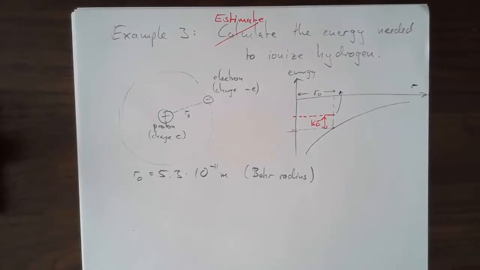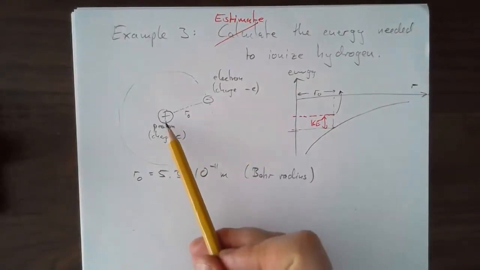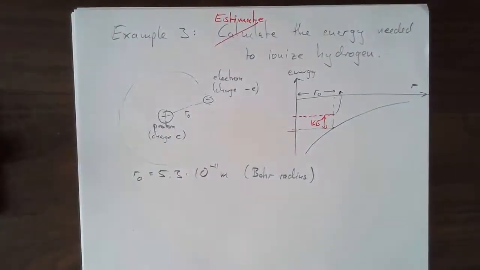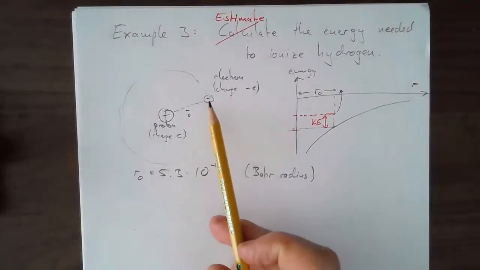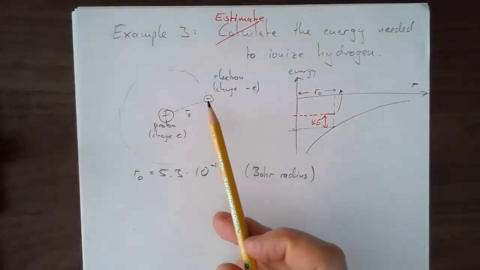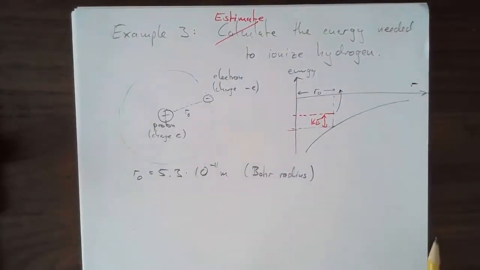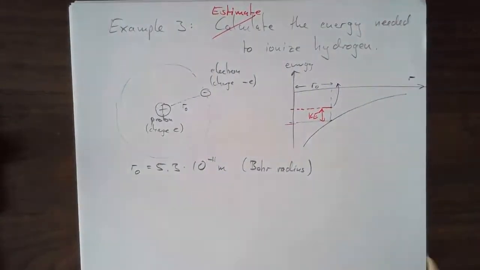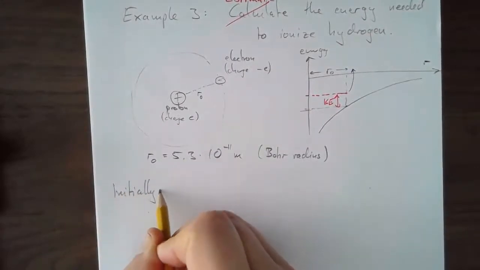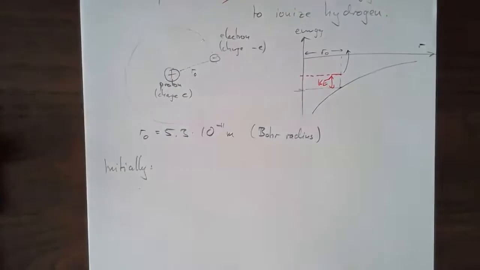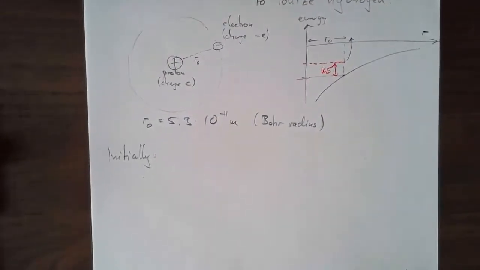So initially, we have a certain amount of potential energy that we can calculate. We also have some initial kinetic energy. So how are we going to deal with that? We have to calculate how much initial kinetic energy this thing has. Let's get started. Initially, meaning the atom's just sitting there, left to its own devices.